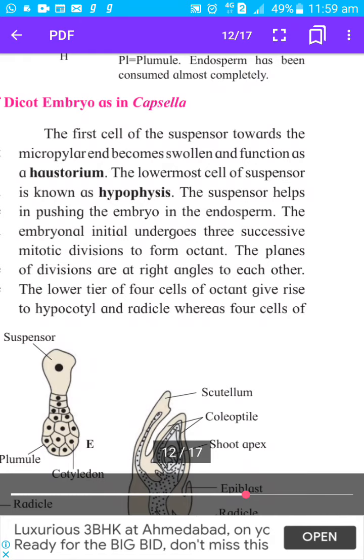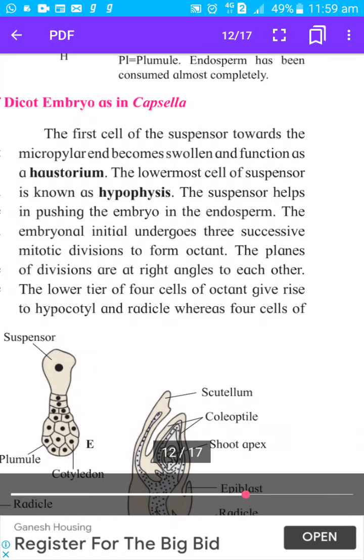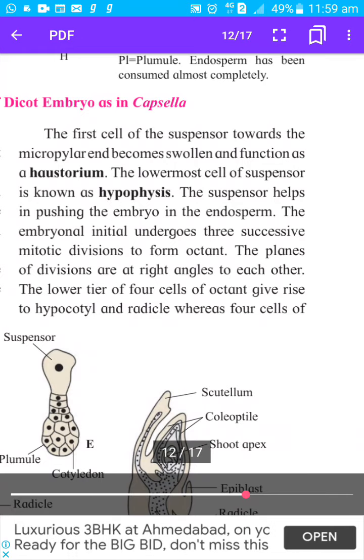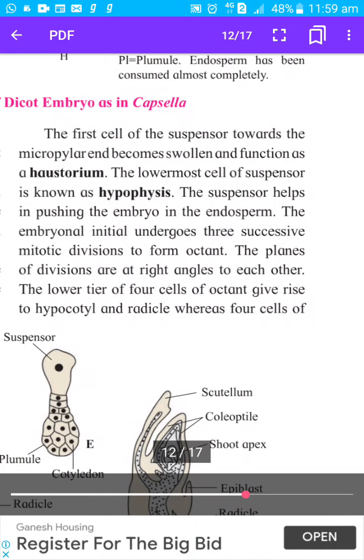And what is the function of endosperm? Endosperm will give food to the developing embryo, which is going to become a plant afterward. Then what is the function of hypophysis? So hypophysis will later on develop into root.